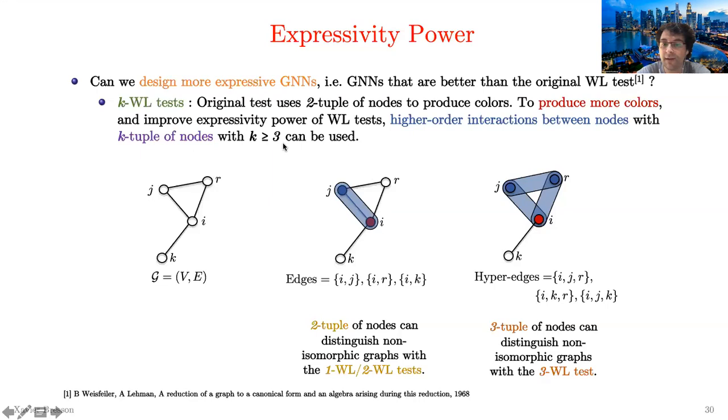When we look at two-tuples of nodes, this is very standard. They are the edges that we know very well. But when we look at three-tuples of nodes, like i, j, and r, then we are looking at hyperedges. So there are three-tuples of nodes. And in these cases, this will help us to distinguish non-isomorphic graphs with what we call the 3-WL test. So here you have a number: this is the 3-WL test for three-tuples of nodes, the 2-WL test for two-tuples of nodes, and we generalize to the k-WL test when we consider k-tuples of nodes.